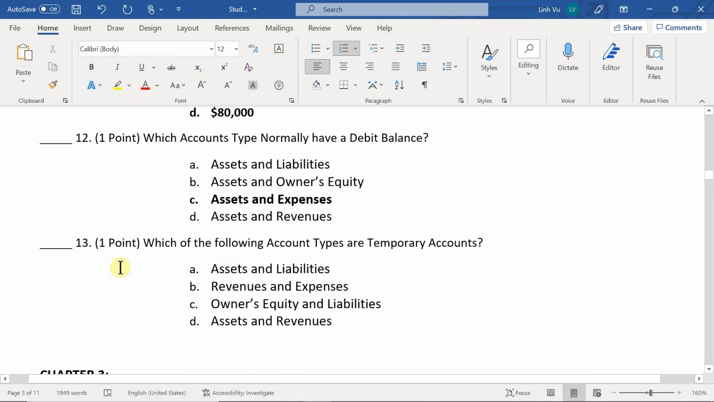Number 13, which of the following account types are temporary accounts? B. B, right? Revenues and expenses, right? These are the only accounts that close out at the end of the given accounting period, right? Think about what I was talking about earlier, right? If I close out my bank account, which is my asset, right? What does that tell everybody? It tells everybody that I'm no longer doing business because I closed out my bank account. Okay, so think of it that way.